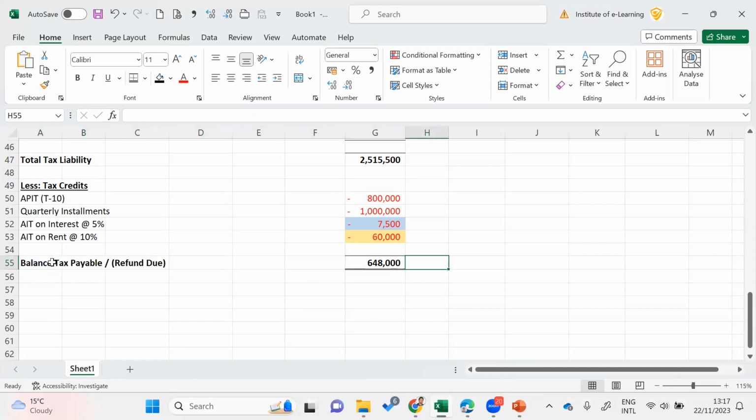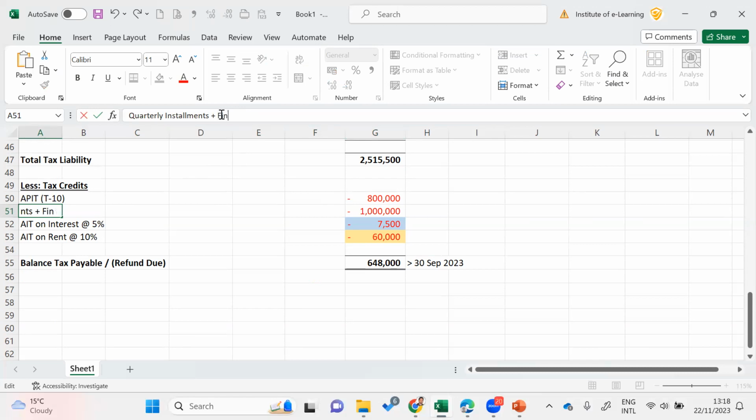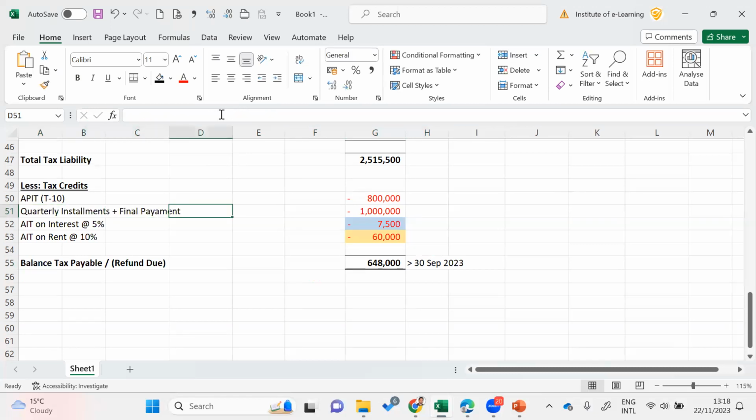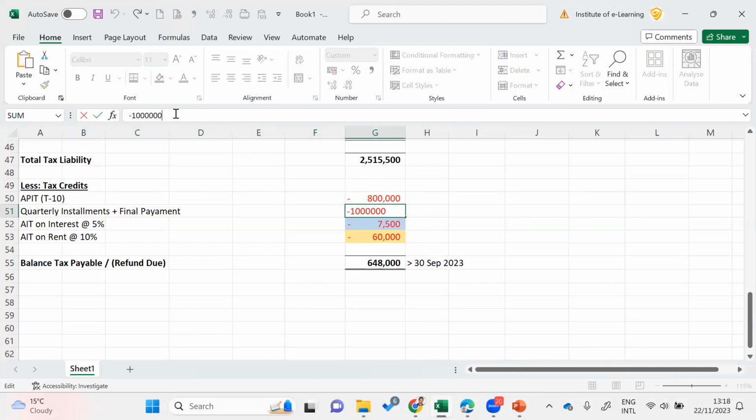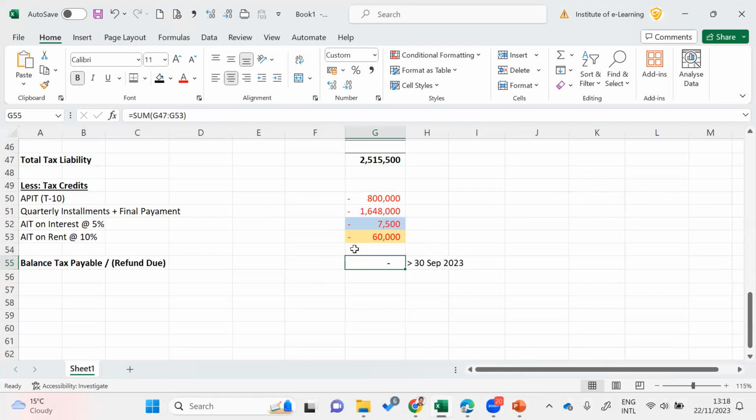If there is any balance, you need to pay on or before 30th September 2023, which was the due date for this year. If you are preparing the final tax computation now, there won't be any final payment, because you should have paid it as the quarterly installment plus final payment. I will take 648,000 here as well. Then you will get 0 when filing the tax return. If any payment is due after 30 September, they will impose a penalty.